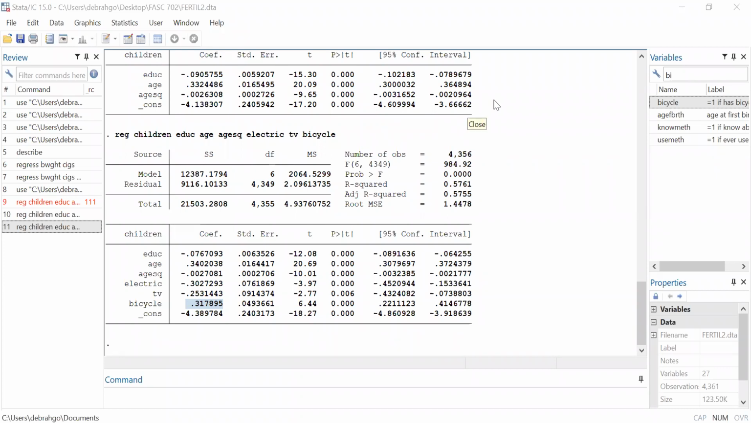Actually, negative. So the bicycle ownership, some people say it serves as an ambulance in the village. So the guy with the bicycle has more children. And a whole lot of interesting things. I will give you interesting data for your take-home exam, and you will enjoy these things.